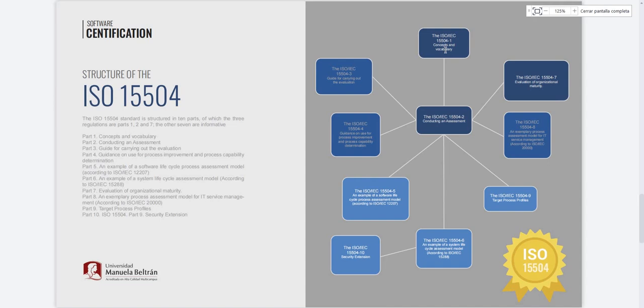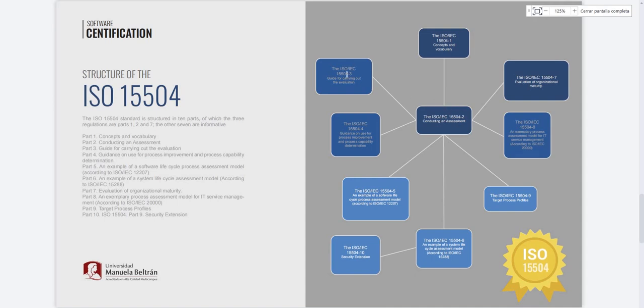Part 1, Concepts and Vocabulary, provides an overview of process evaluation concepts and derives the process improvement and process capability evaluation. Part 2, Conducting an assessment, carrying out the evaluation, defines the requirements for performing process evaluation and advises for use in process improvement and capability determination.